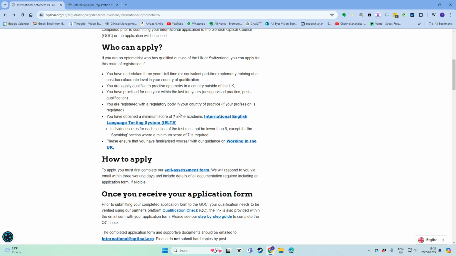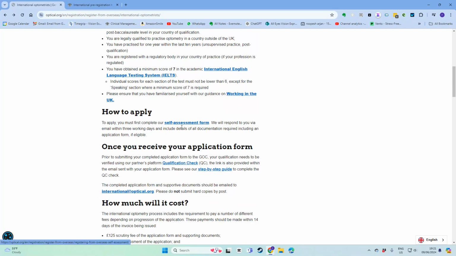IELTS. You need to score a minimum of 7 for that. And if your English is a little bit weak, then I would definitely watch some of the YouTube videos on how to improve your English, because it's required in order to get on. But also, when you get to the actual scheme for registration that the college run, you need to be able to communicate properly.